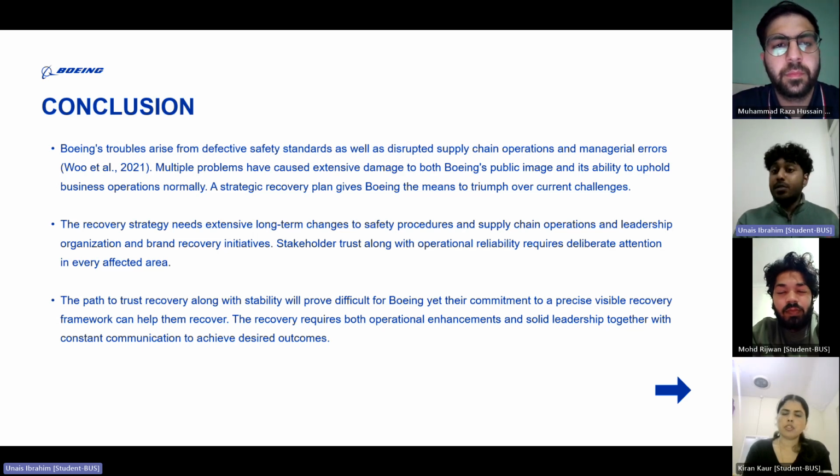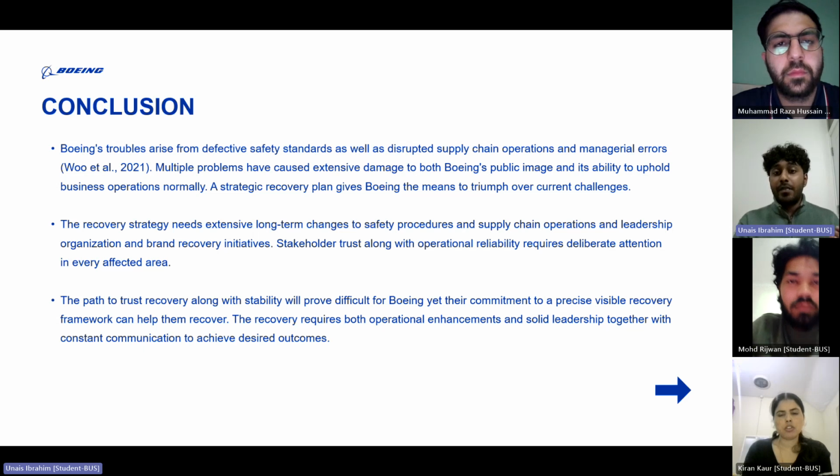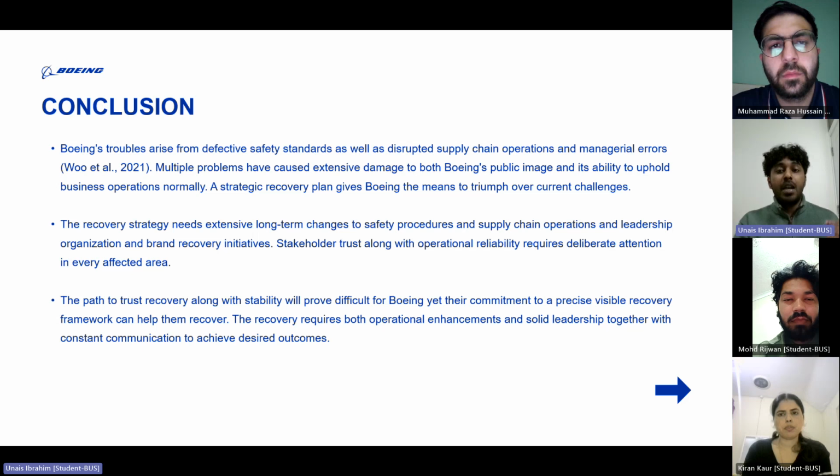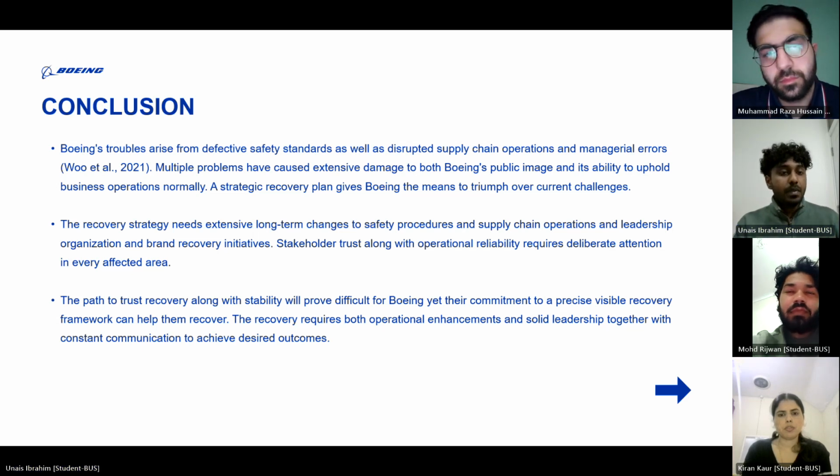Boeing's current crisis is not just a single issue, but a combination of multiple failures in safety, supply chain, and management. The 737 MAX crashes, coupled with the supply chain disruptions, have deeply affected Boeing's operations and public image. Management missteps such as prioritizing cost and speed over safety also played a significant role in this crisis. However, the road to recovery is possible.